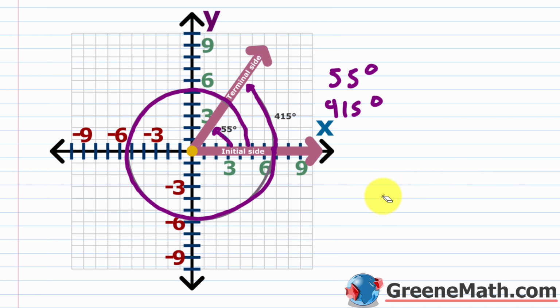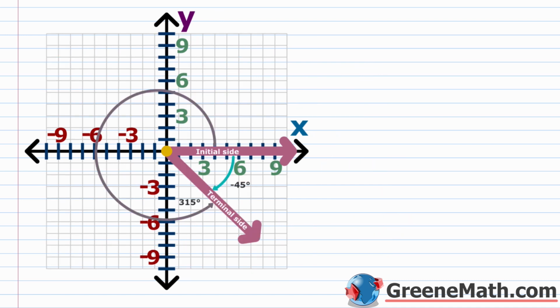Now, to show this without making a little diagram or a little graph, what you could do is just subtract. You can either do 415 degrees minus 55 degrees, and that would give you 360 degrees. Or you could go the other way. It's going to be negative, but it doesn't matter. You're looking for some multiple of 360 degrees. So if you did 55 degrees minus 415 degrees, you would get negative 360 degrees.